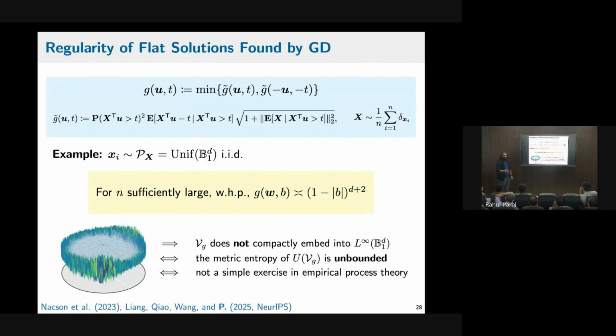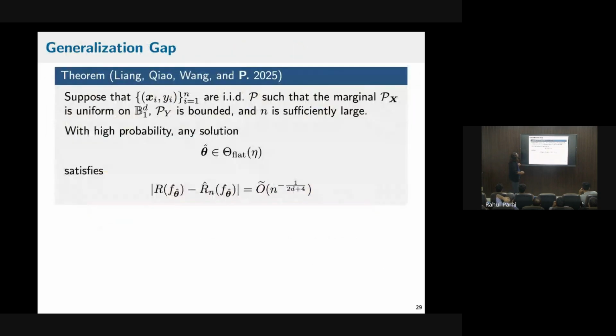We had to develop some new proof techniques. Happy to chat offline for anyone curious. But we were able to actually derive a generalization bound in this case. So what did we end up seeing? And this is where things become different from the low norm solutions.